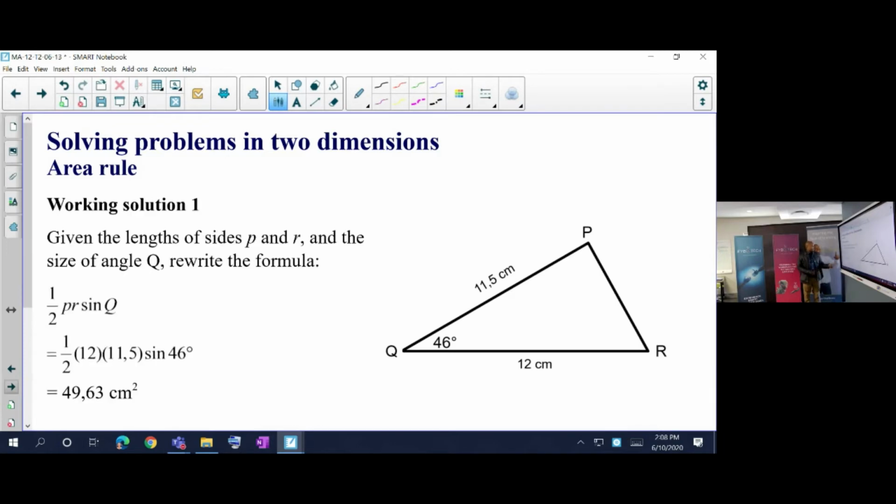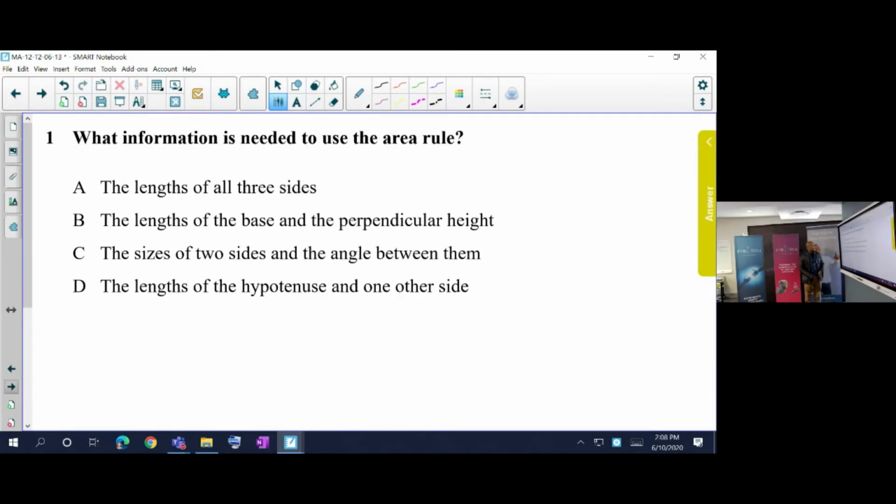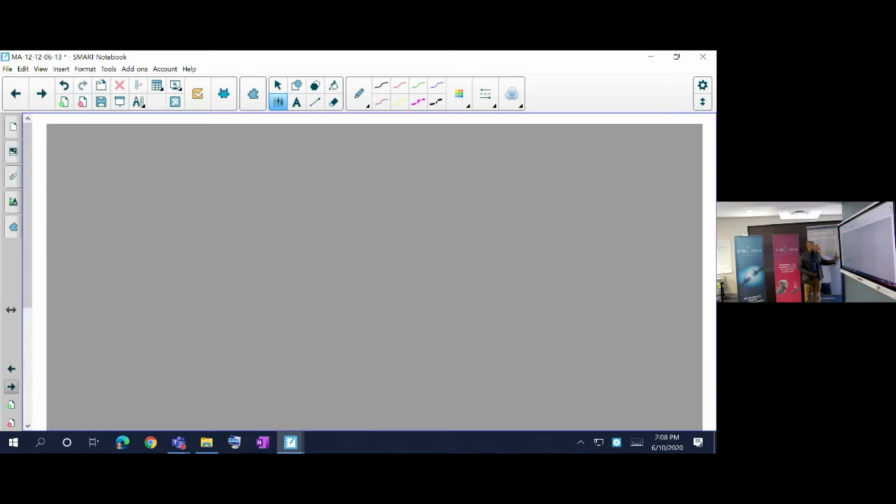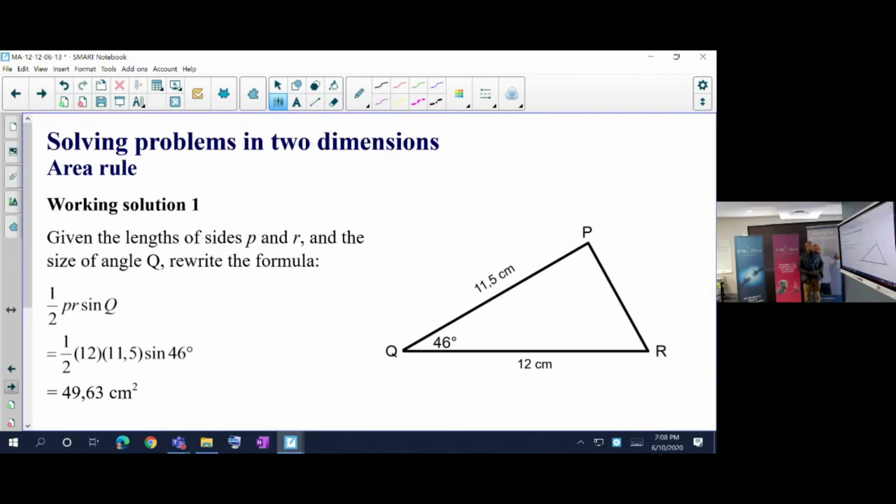So this is an example that we can work with, which I'm going to show in two ways. I'll start with the example. If we have a triangle, we can change the names; we don't always have A, B, C. It can be P, Q, R in this case. So what is the question? Given the lengths of P and R and the angle Q, rewrite the formula.